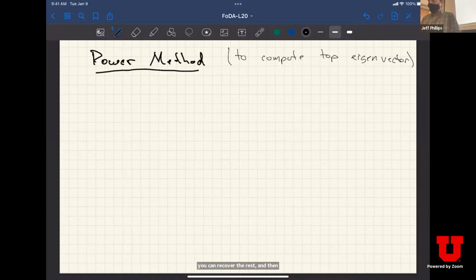Okay, so the power method is going to take as input a matrix M in R^(d by d), so a square matrix. Remember, we're doing the eigenvector. This might be A transpose A if we're doing the singular vector, and a number of iterations.